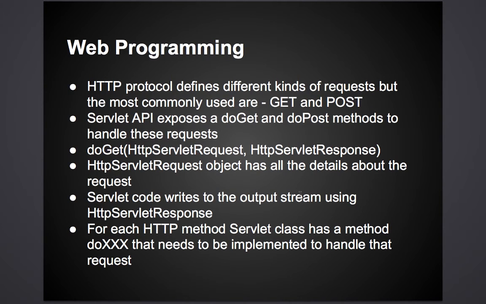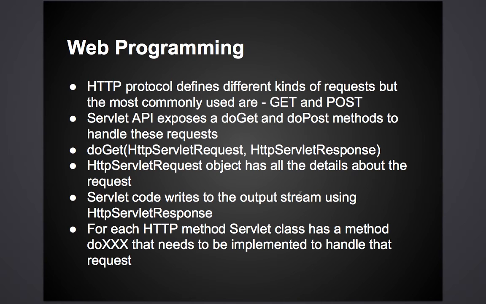Okay. So apart from the GET and POST methods, there are various other methods in the HTTP protocol. Like there's a PUT, there's a DELETE, there's a HEAD method. Each of these methods is for different things. We'll learn about them when we dive deep into this course. But each of these methods is represented using a doXxx kind of signature: doGet, doPost, doHead, doDelete. Each of these is a different method which the container is going to invoke when it receives a request of that particular type.